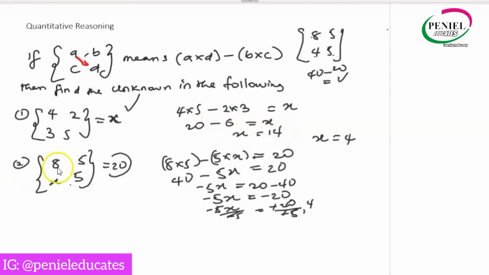Okay, so now look at this. We are given this one: 8 times 5 minus 5 times x. So you have 8 times 5, which is 40, minus 5x is equal to 20. Then you can find your x, which is just a linear equation. Then this 40 can go here, so we minus 20. We have minus 5x equal to minus 20. Then you divide, and x will be 4.